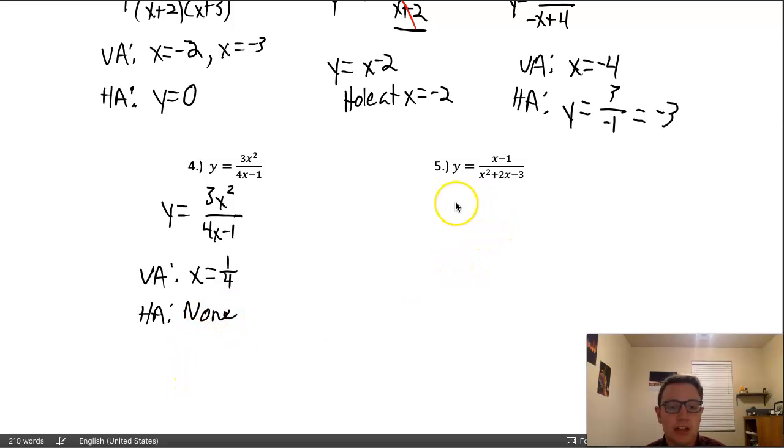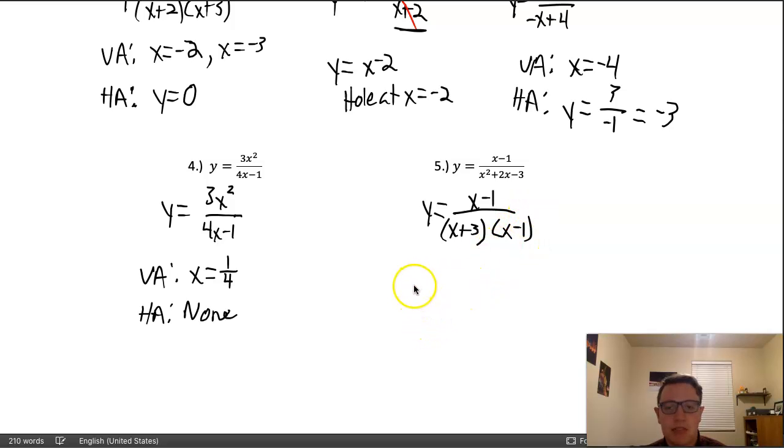All right, one final one here. We have y is equal to x minus 1 over x squared plus 2x minus 3. What's this factored? Top remains not factored, so we leave it as x minus 1. Then we're looking for factors of negative 3 that add up to 2. That's going to give us x plus 3 and x minus 1.